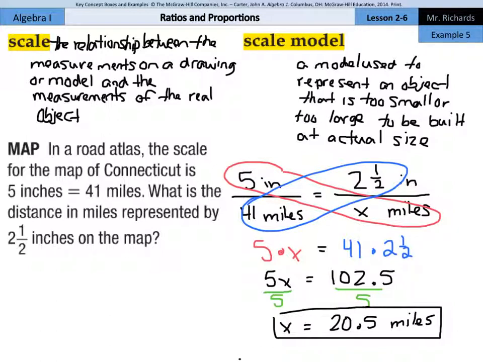And that is it for this lesson on ratios and proportions that also included some information on rates, unit rates, scales, and scale models. Good luck.